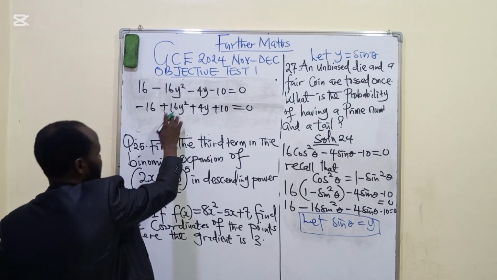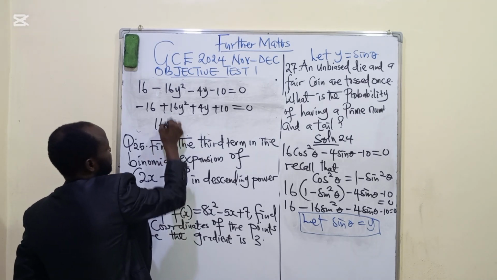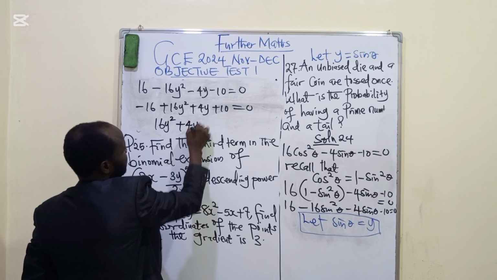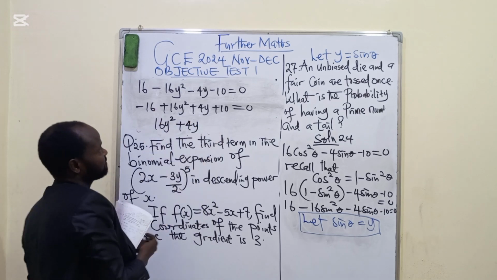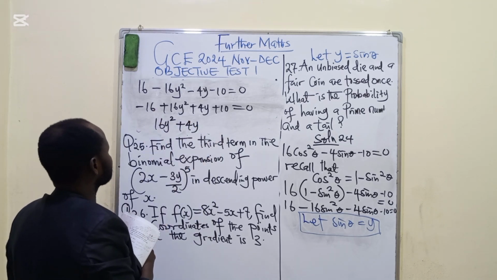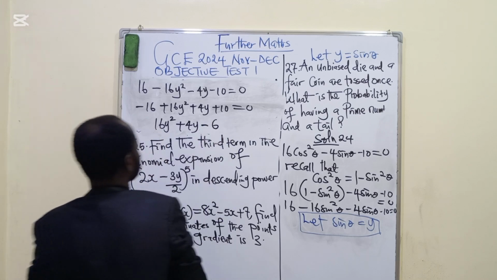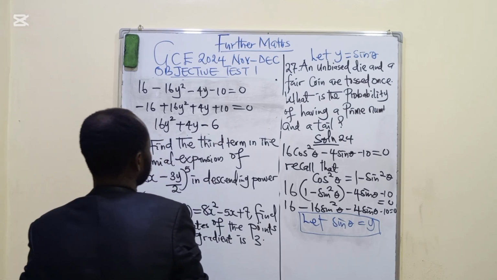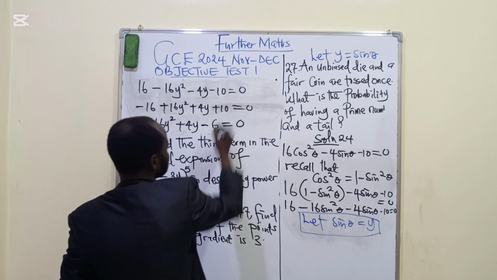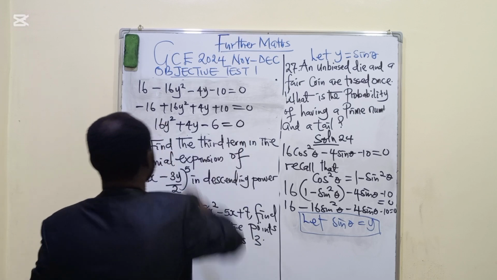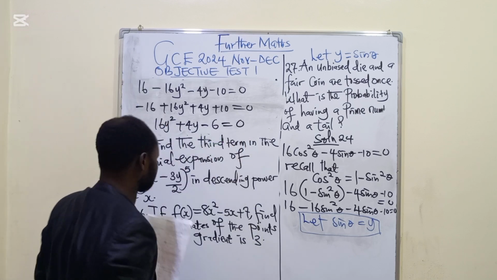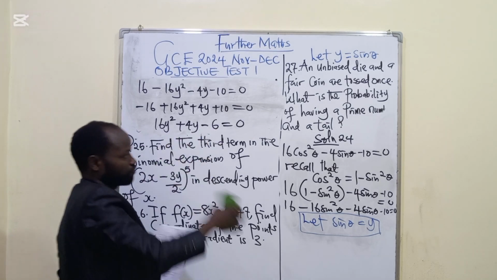Very important. So we can now rearrange it. This will be 16y squared plus 4y, minus 16 plus 10. Minus 16 plus 10 will be minus 6. This will now be equal to 0. The next thing to do: can we reduce this? Yes, we can divide through by 2.